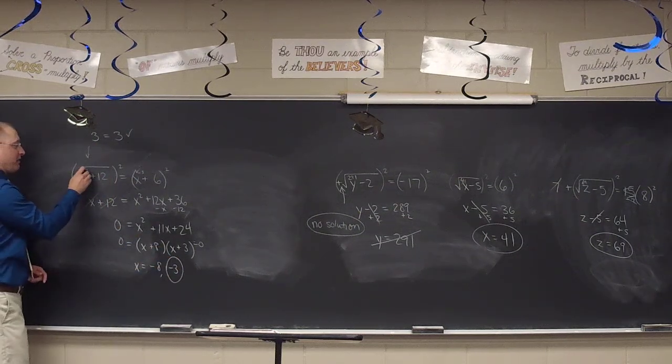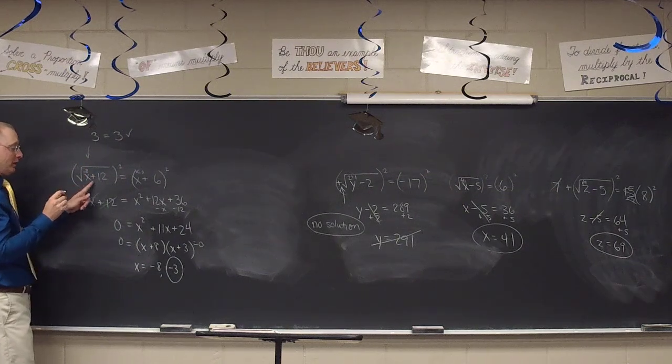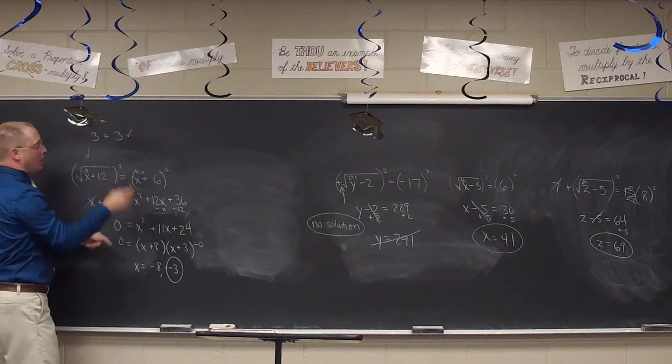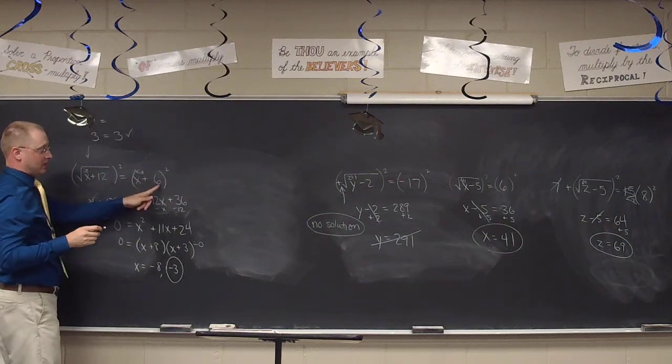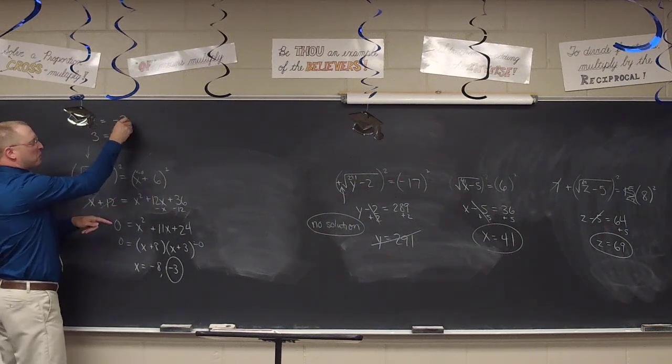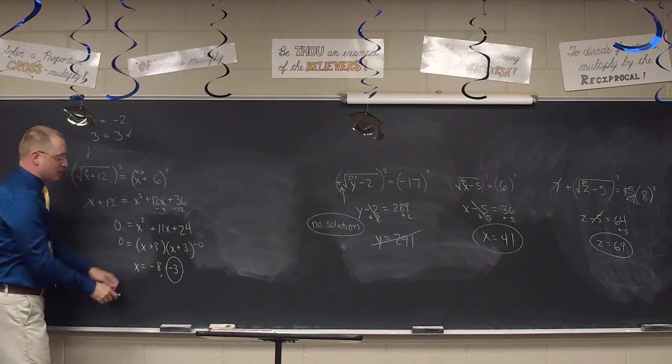Now we're going to plug in the negative 8. Negative 8 plus 12, 4. Square root of 4, 2. Negative 8 plus 6, negative 2. Negative 2. No, this one's extraneous.